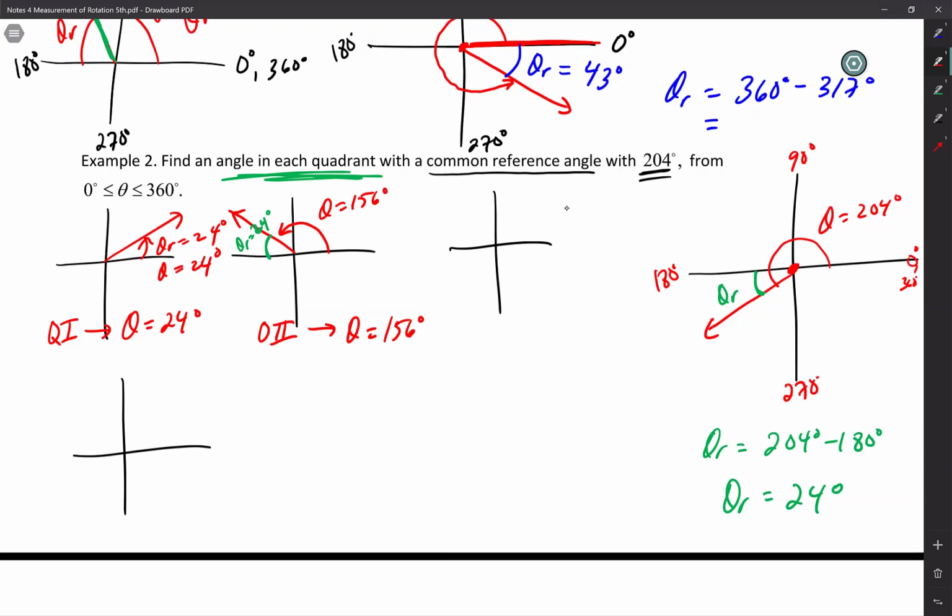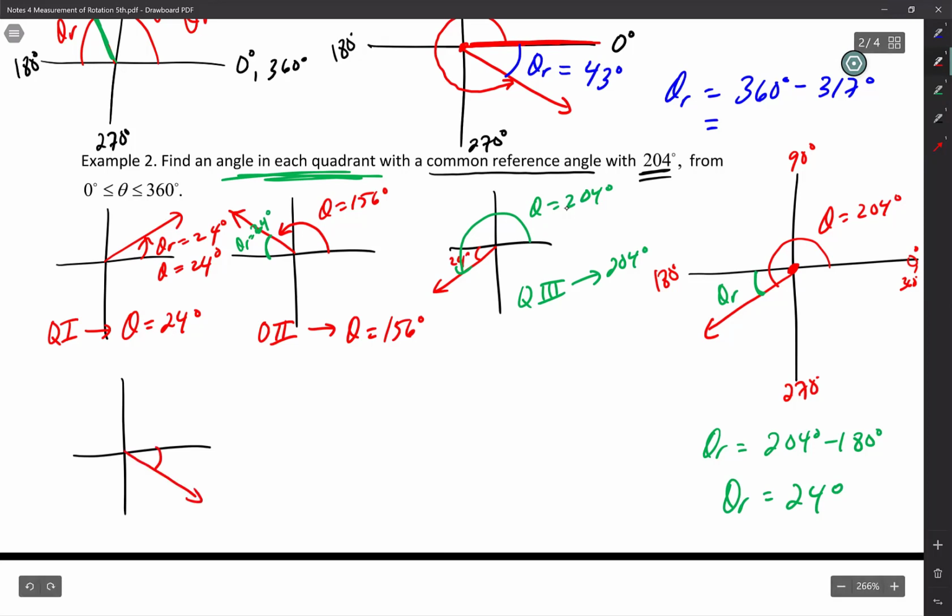In quadrant 3, it was already given. It's this one. That's 24 degrees. And this distance from here to here, that's 204 degrees. So this was already given. Quadrant 3, 204 degrees.